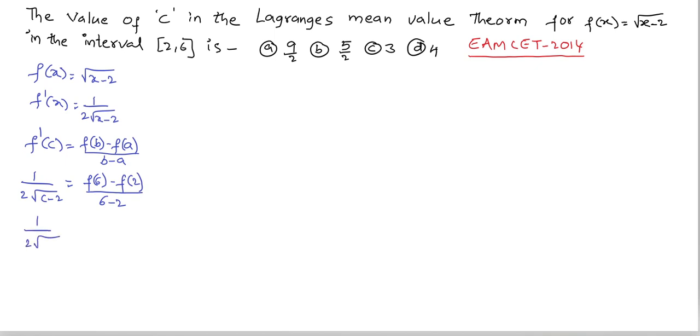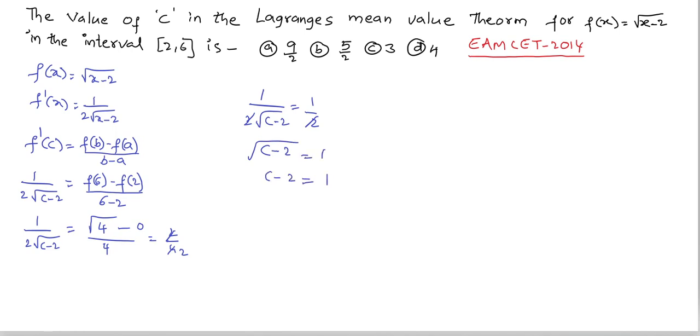So 1 by 2 root c minus 2 is equal to f of 6, that is root over 6 minus 2, root 4, minus f of 2, root over 2 minus 2 is 0, by 6 minus 2. Root 4 is 2, by 4, that is 1 by 2. So 1 by 2 root c minus 2 is equal to 1 by 2. Both sides 2 cancel. Take cross multiplication: root of c minus 2 is equal to 1. Squaring on both sides, c minus 2 is equal to 1, so c is equal to 3. So this 3 belongs to (2, 6). The value of c is 3. This 3 lies in between 2 and 6.